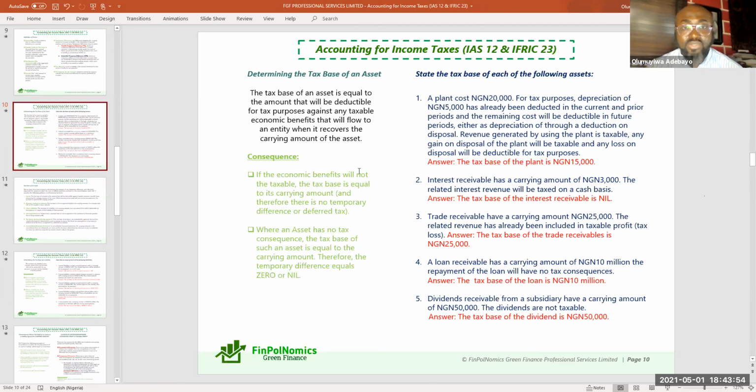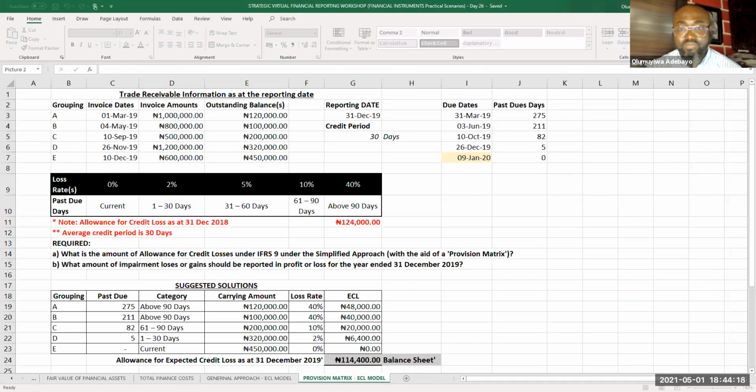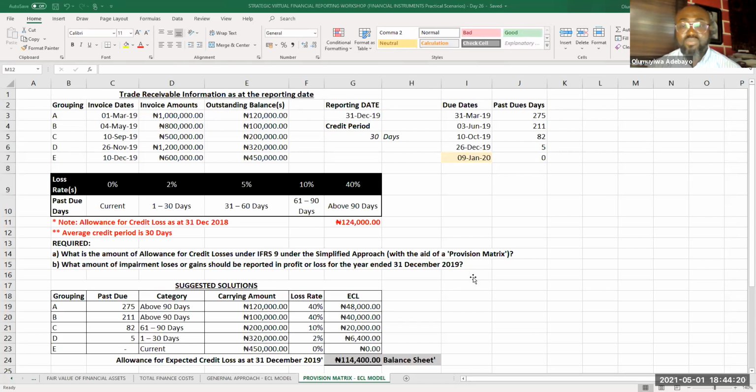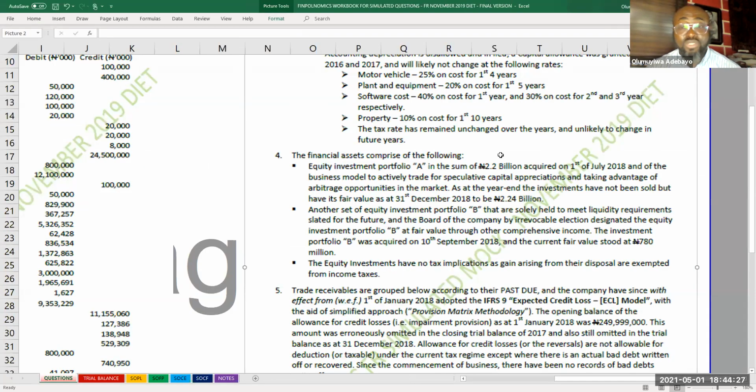Okay, look at what I've said here. If the economic benefit will not be taxable, the tax base is equal to the carrying amount, and therefore there's no temporary difference or deferred tax. And that is the position that we have taken, and that is what we have adopted in answering this question here. Okay, and that is what we have done. That's why this is 320.